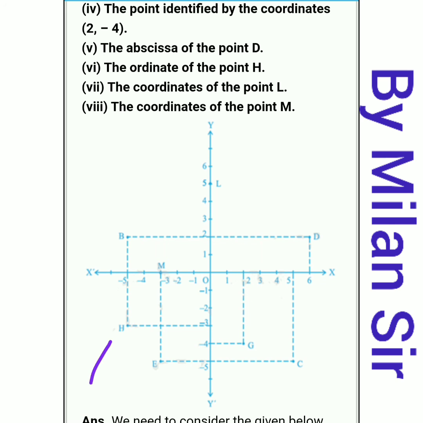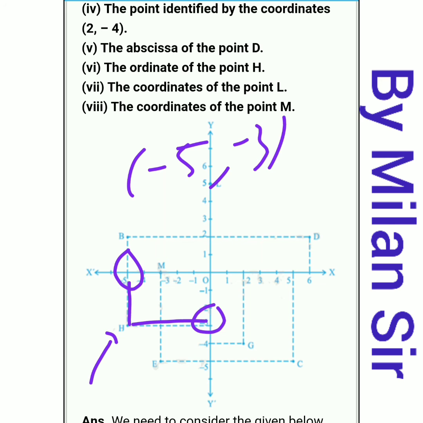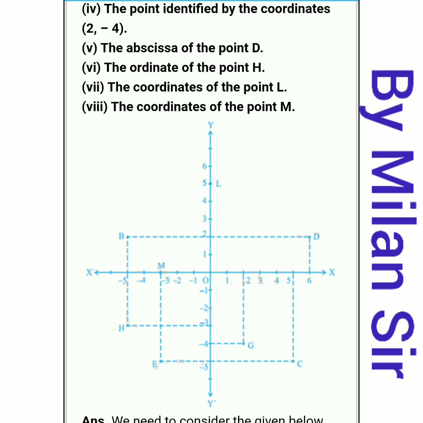Then H. H is present here. On the x-axis we have the value minus 5, and on the y-axis we have the value minus 3. So (-5, -3) is the coordinate of point H. Then the next point, we can call it I. For this point the value on the x-axis is 5 and the value on the y-axis is 0. So (5, 0).